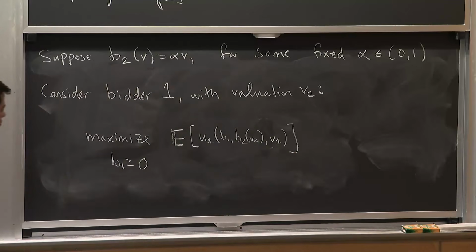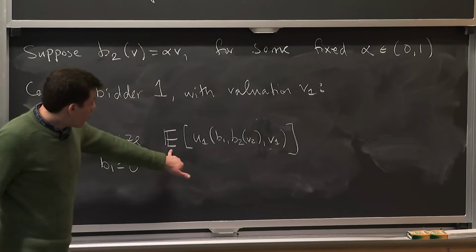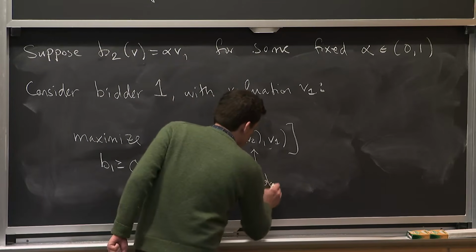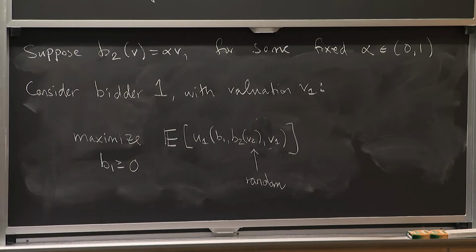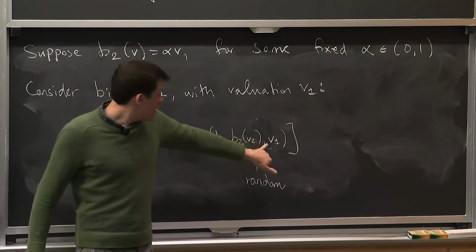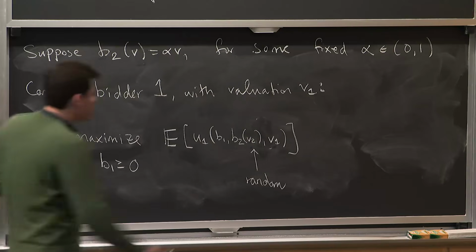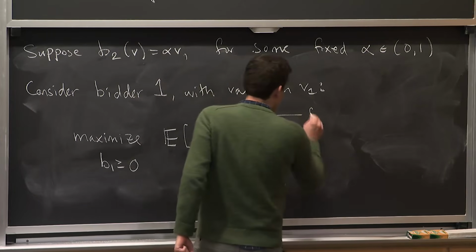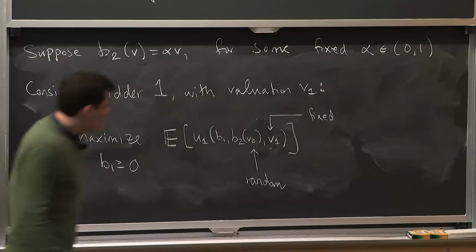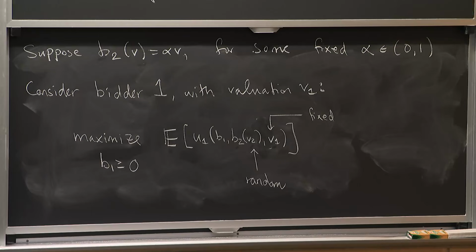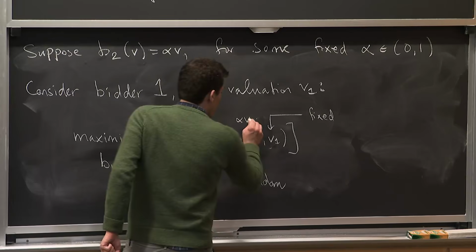I think this is the key step. So let's understand what's going on here. What I'm taking expectations over is V2. This is the random thing. Because from my perspective as player 1, I don't know what the valuation of bidder 2 is. So this is the thing I don't know about. V1 is not random. V1 is my valuation as bidder 1, and I know what that is. So this is fixed. B2 of V2 is the amount that bidder 2 bids when their valuation is V2. And under our supposition, we know that this is going to be alpha V2.